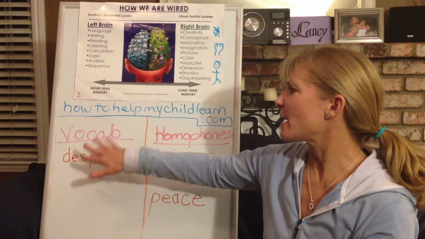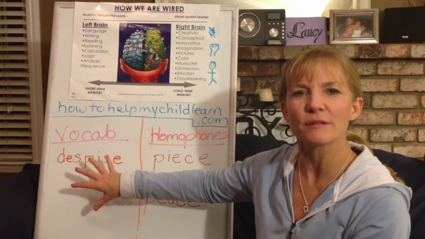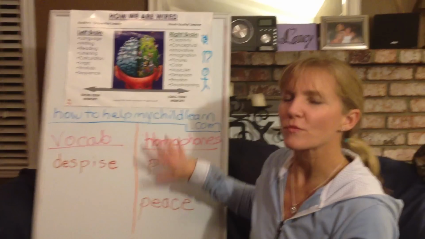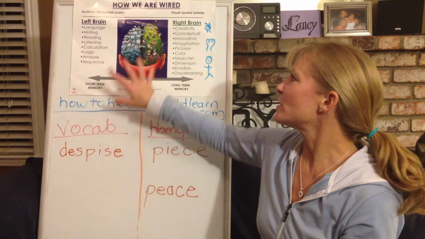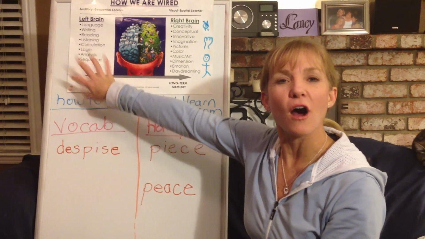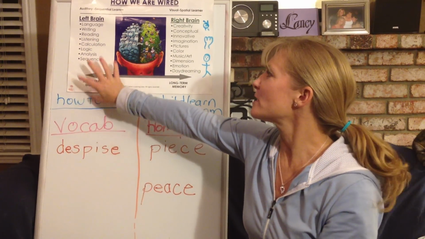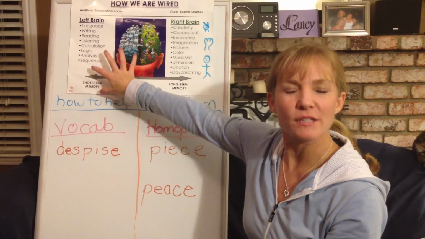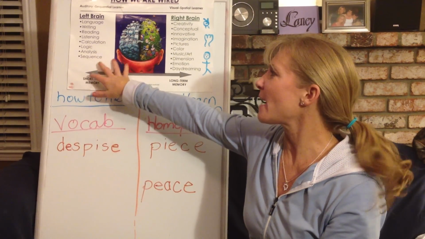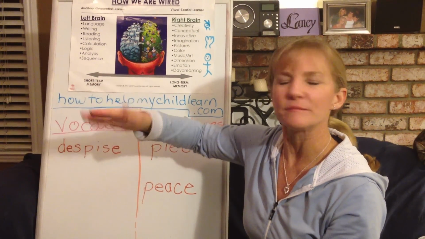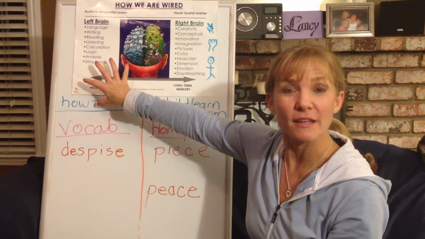Today I'm going to talk about how to get your children to remember vocabulary words and homophones. But quickly, as I review every week, there are two types of learners. You have your auditory sequential learners. These kids mostly pull from the left side of their brain. They're very good at sequence, reading, writing, kind of black and white thinkers.